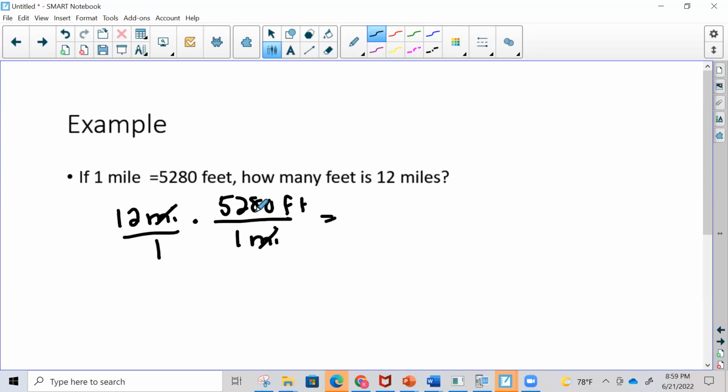So we get 12 times 5,280, which gives me 63,360. That would be over 1 if you want to write it. And so that's just 63,360 feet. So that's how we do it in the US measurements.